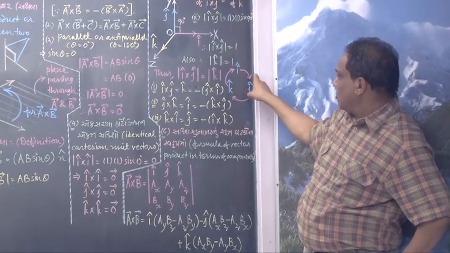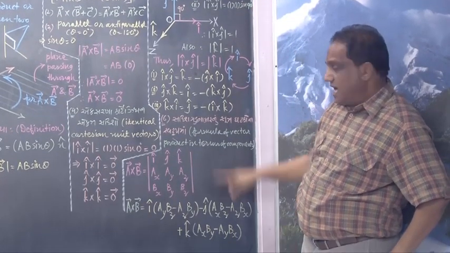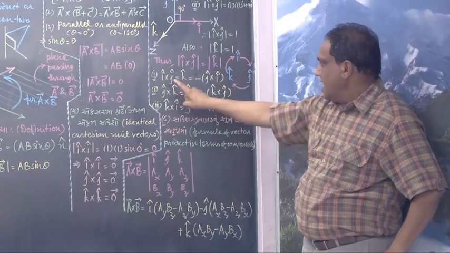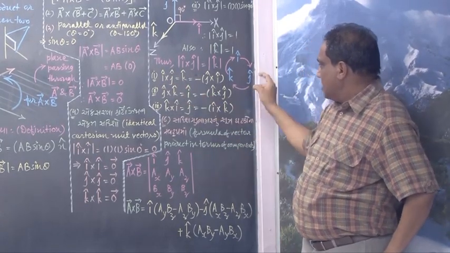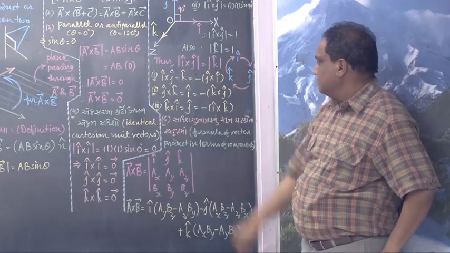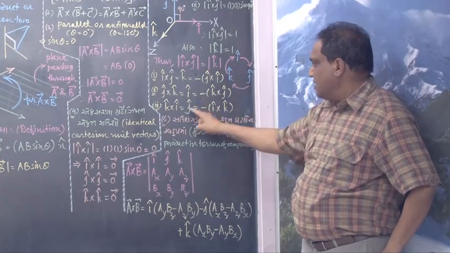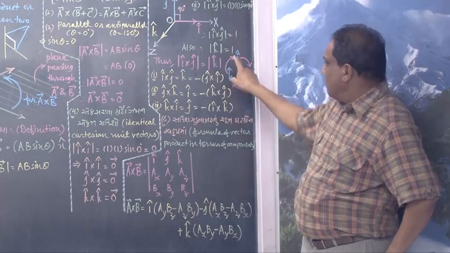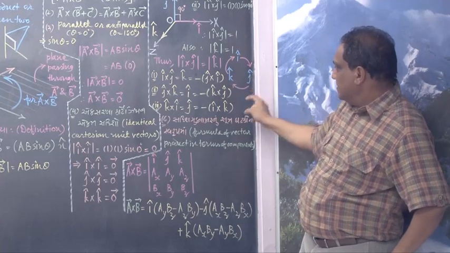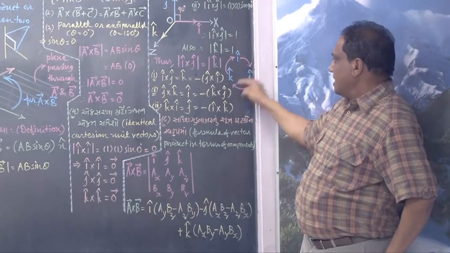Go this way. i hat cross j hat is how much? k hat. j hat cross k hat is how much? i hat. k hat cross i hat is how much? j hat. Got it? Come on everybody. i hat cross j hat, k hat. j hat cross k hat, i hat. k hat cross i hat, j hat.